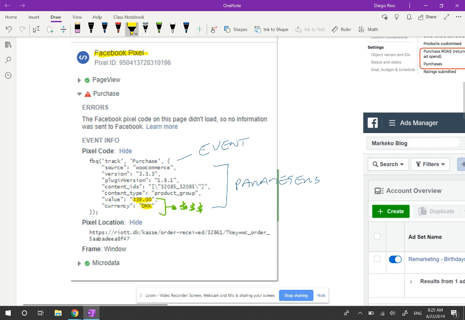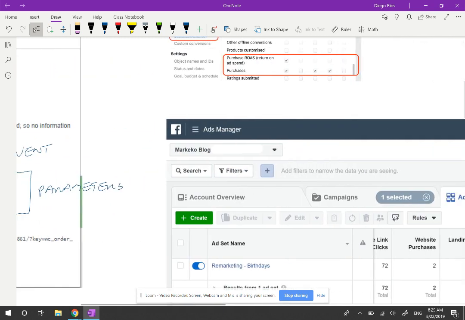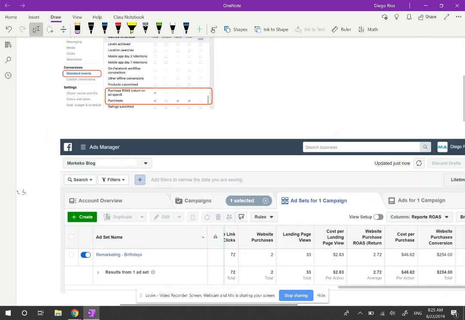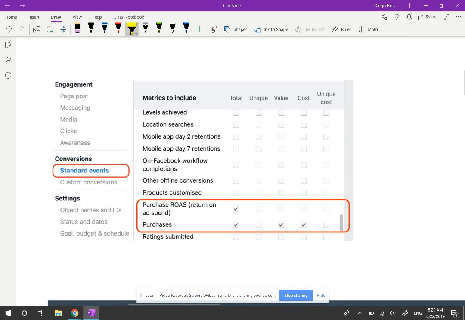And how does Facebook know? Well, within your Facebook pixel, you know that you have value and you also have currency here, or products, and a lot of other information that you can see here as well. So how can Facebook know how much sales you're making to calculate your return on ad spend through your Facebook pixel? When you go into your reporting tools and you customize your reports, what you're going to be able to do is look for purchase, right?